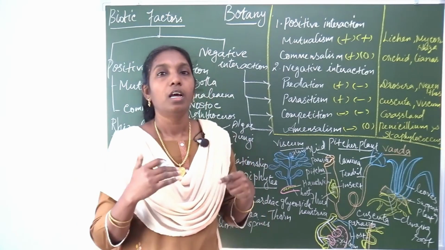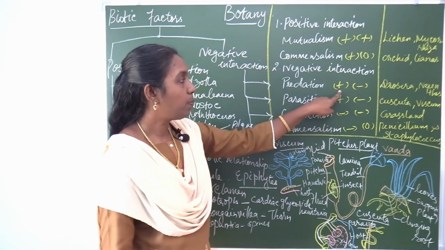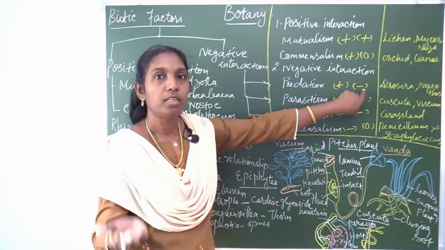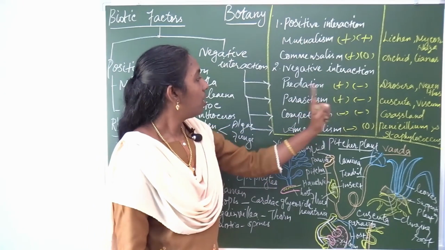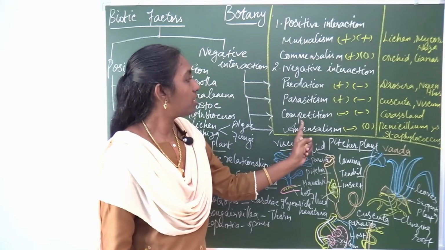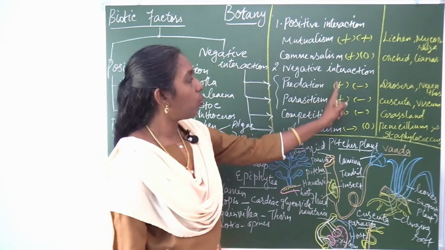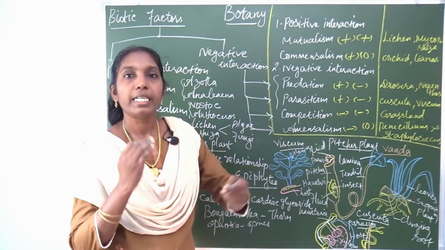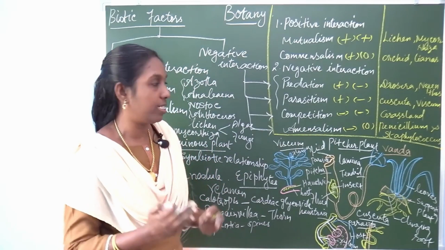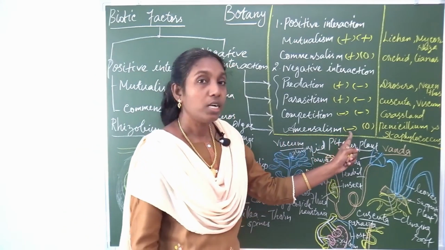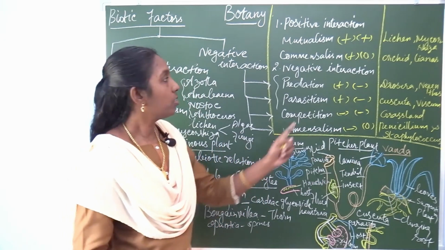Among these, in interactions between two organisms or two species, one is benefited, another one is harmed. So these are negative interactions, where one gets harmed. In predation and parasitism, one is benefited, another one is harmed. But in competition, both are harmed. Both the species are affected. And in amensalism, one is harmed, another is neither benefited nor harmed. So these are the definitions.